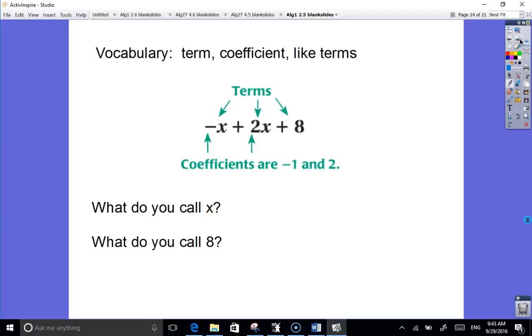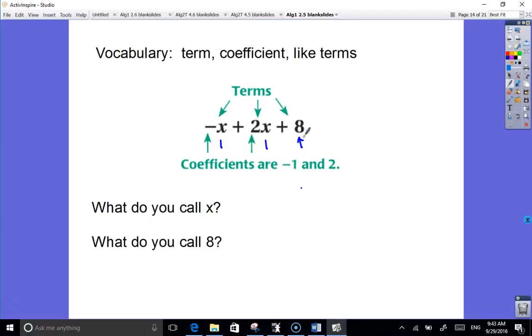Okay, so terms in an expression are separated by plus or minus, the operations, not negative signs. When you have a variable like x in 2 different terms, and there's a number in front, that's called a coefficient. I'm going to get to like terms on the next slide, but look at the last number: it doesn't have a variable, so that's not a coefficient. A coefficient is the number that comes in front of the variable.